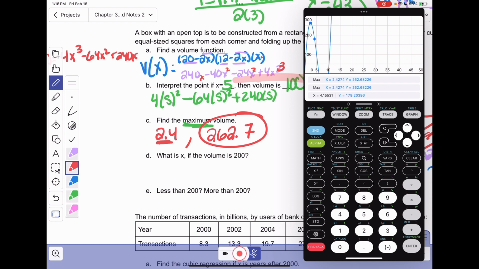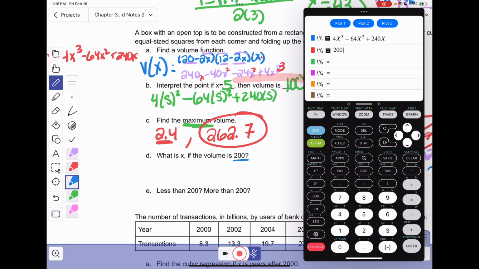Now, question D says, what if the volume is 200? So let's go to our y equals, make y2 200.